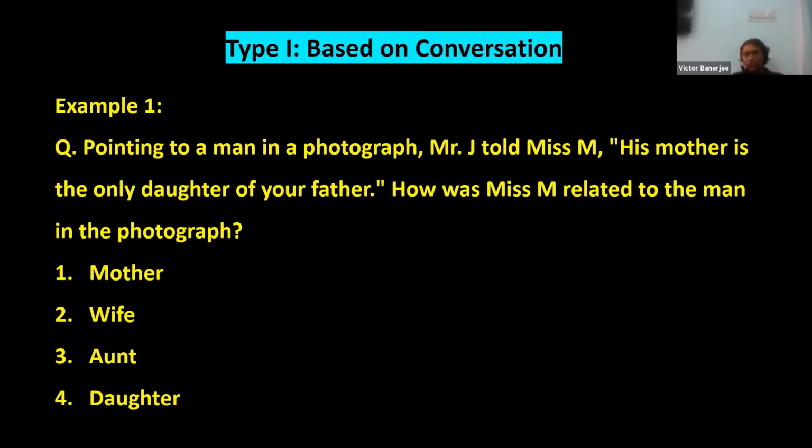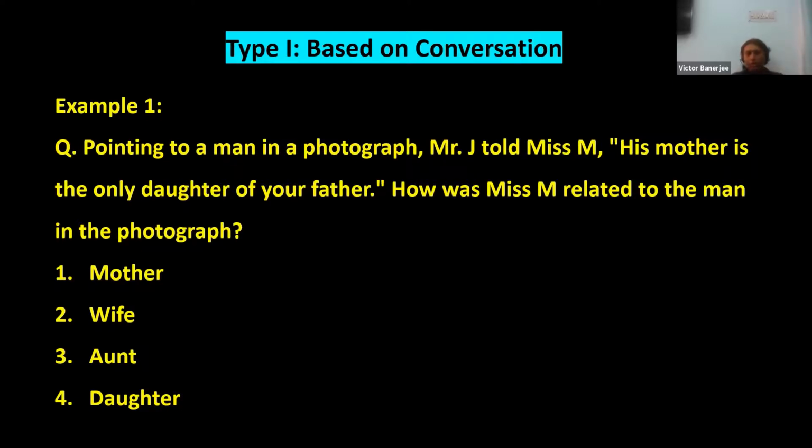So this is the question. Basically, you have to find out the relation between Miss M and the person in the photograph. So I need the gender of Miss M. How was Miss M related? And it is Miss, so the gender is well defined. So I have no question. Now how to approach this question? We'll break it in parts. We'll try to draw the family tree.